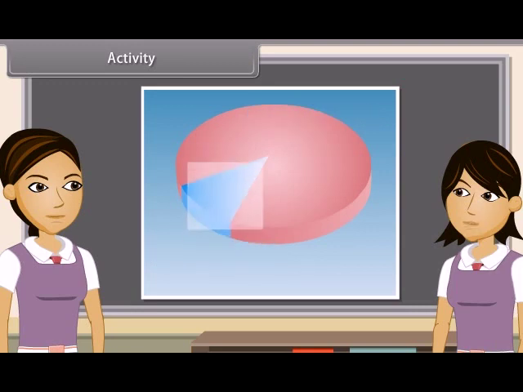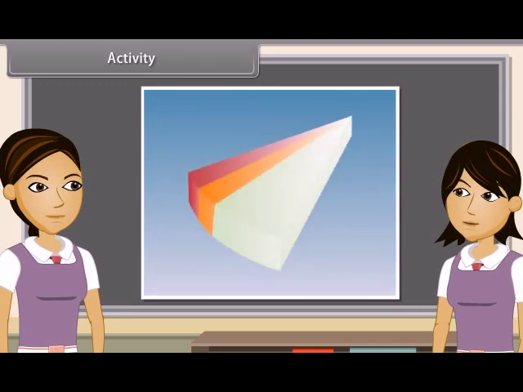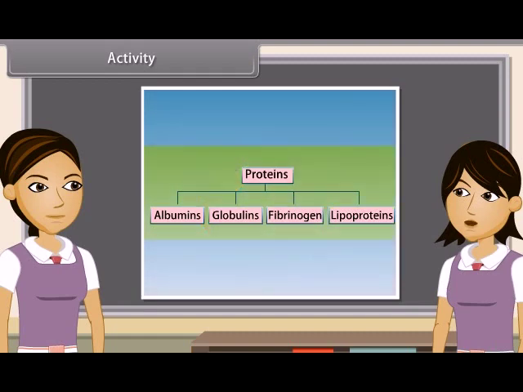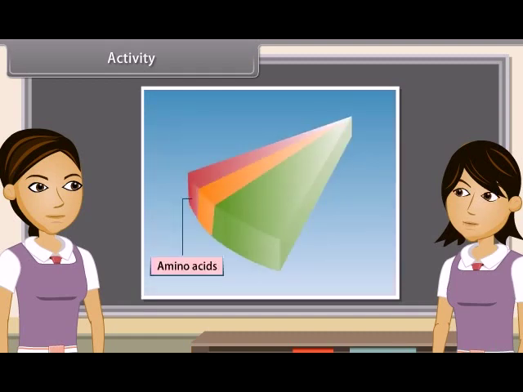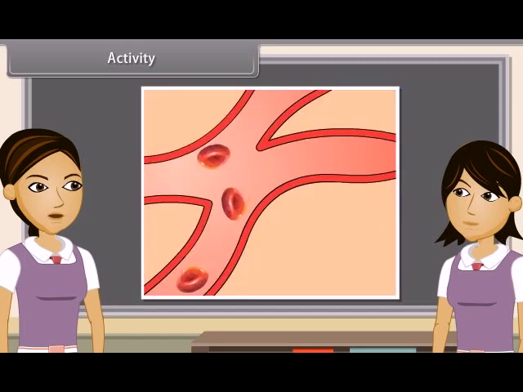Plasma is a complex fluid containing inorganic salts and organic compounds like albumins, globulins, and fibrinogens, glucose, amino acids, lipids, vitamins, enzymes, hormones, and waste materials like urea and uric acid. Human red blood cells are circular, biconcave and enucleated and more in number. It has iron containing conjugated protein called hemoglobin, due to which they are red in color.